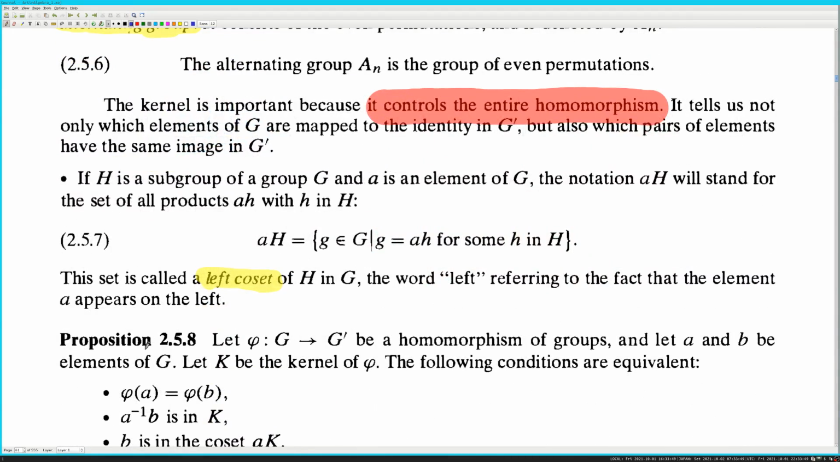If H is a subgroup of a group G and a is an element of G, the notation aH will just stand for the product of all elements ah with h in H. Correct. This is a left coset. This is annoying, but yeah, left coset because the element is on the left. Let me write this. Left coset is a glowy term, so it goes in green. Element goes on the left.